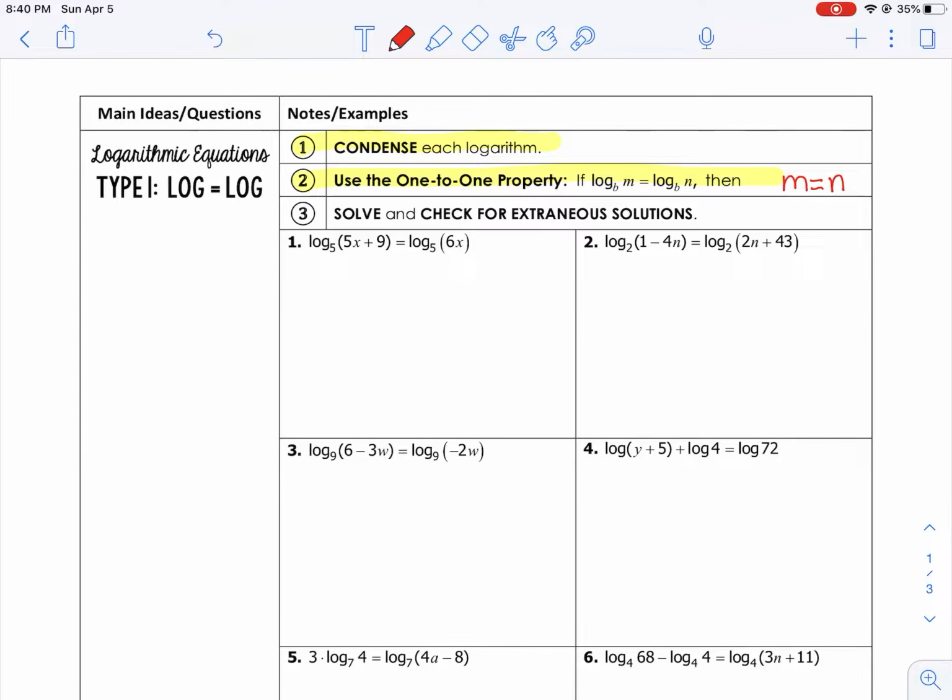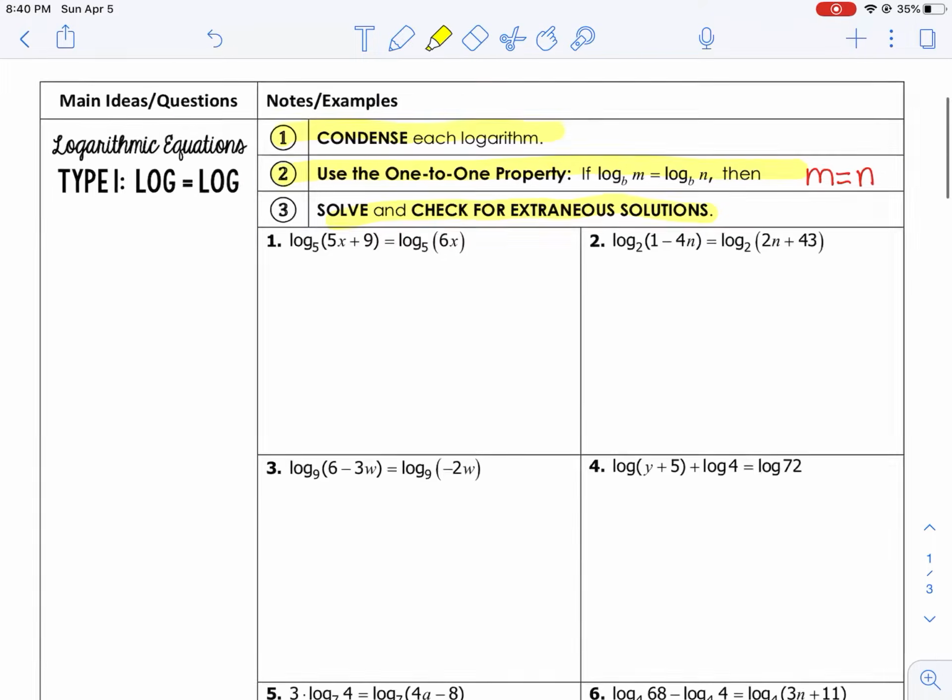Okay? And then step three, we have to check for extraneous solutions. So not all of our solutions are going to work. What's going to happen is if we substitute it back in and we get a negative log, then that is what's not going to work for us. Okay. Let's try number one.